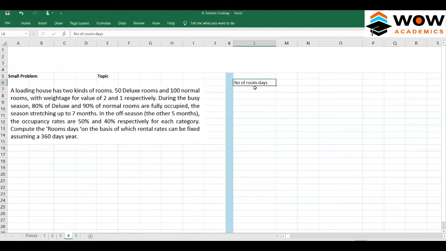For example, if the hotel has just one room, but it's available for 360 days, then it means the hotel has 360 room days throughout the year. If the hotel has 2 rooms and it is 360 days, then it means the hotel has 720 room days. So both the number of rooms and the number of days in a year have to be taken into account. That's how this problem works.